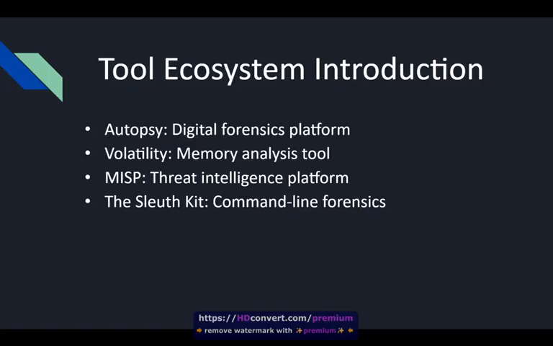So, Autopsy provides a comprehensive digital forensics platform with a user-friendly interface for complex forensics analysis, whereas Volatility specializes in memory forensics analysis, allowing us to examine volatile memory for evidence that might not be available on the disk. MISP enables threat intelligence sharing and collaboration, supporting the information sharing aspects of incident response. And the last one is Sleuth Kit, which offers powerful command line forensics capabilities for deep technical analysis. These tools work together to provide a complete picture of what happened during the security incidents.